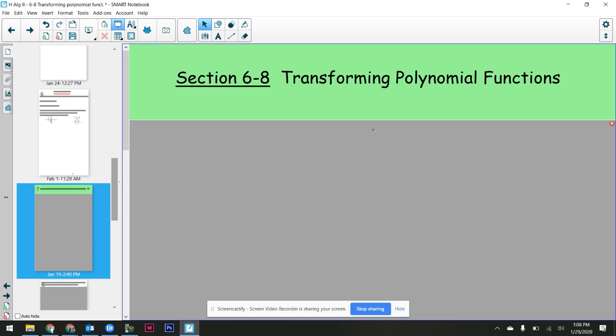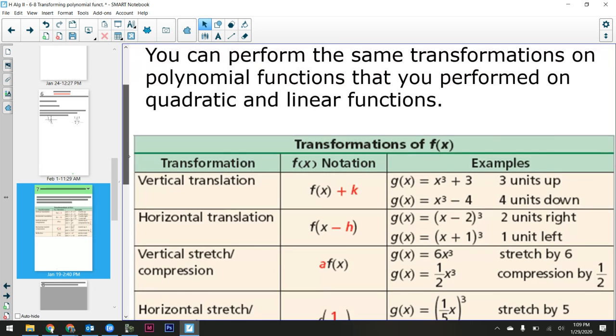Okay, so sections 6.8 and 6.9 are transforming functions and regression of these polynomial functions. I will tell you, we have learned everything that we need to learn to do these problems right now. The difficulty is not in new material. The difficulty comes in how we apply the material that we already know to polynomial functions. Now, this first slide is not new.